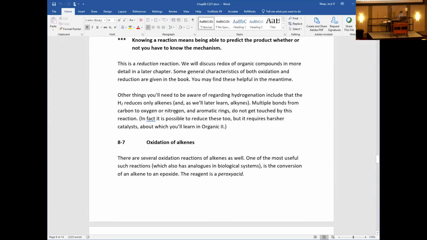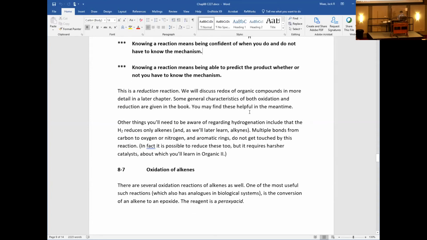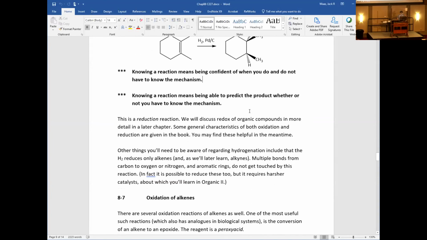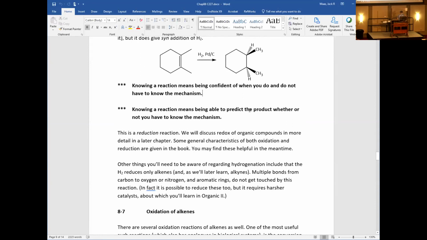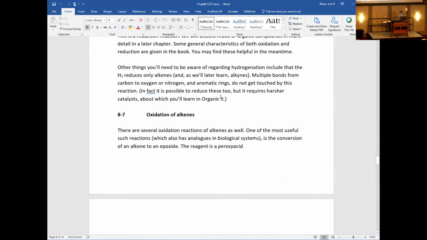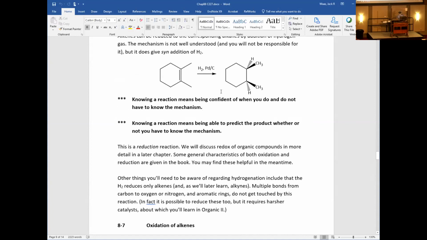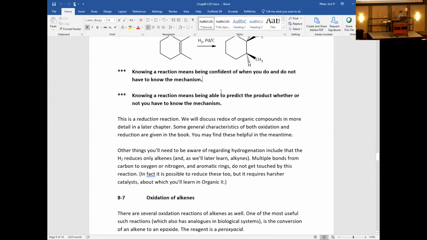Oh, and again, multiple bonds from carbon to oxygen or nitrogen, and I already mentioned benzene rings. Those don't get touched. Those usually are at best much more difficult to reduce with catalytic hydrogenation. So you're mainly going to be looking for alkenes and eventually alkynes as the substrates for this type of reaction. And that gets us to between 11:15 and 11:20. Good. I certainly want to save epoxidation until next time.